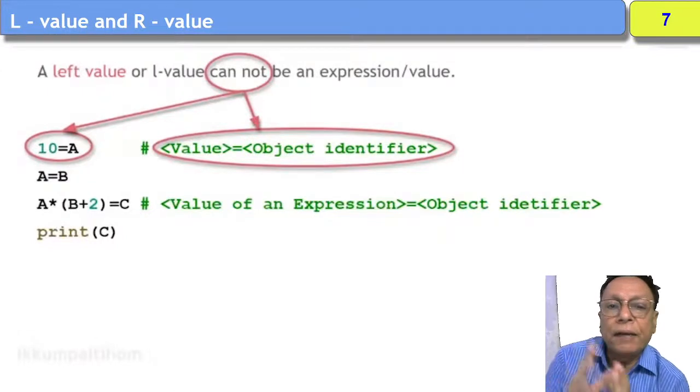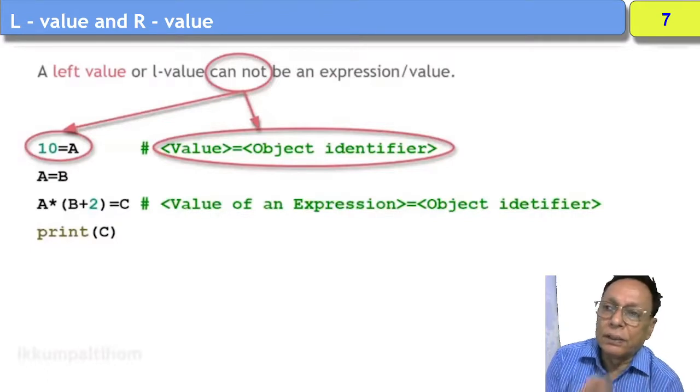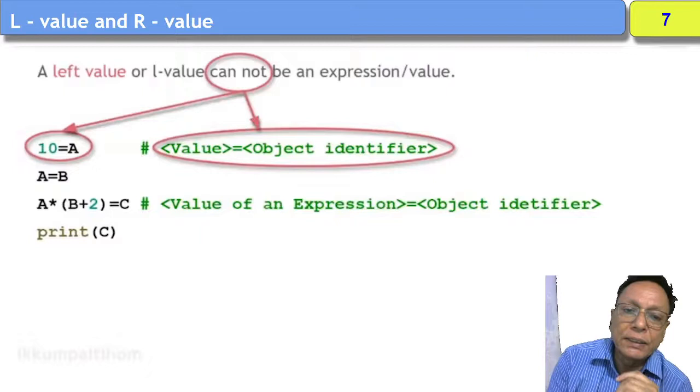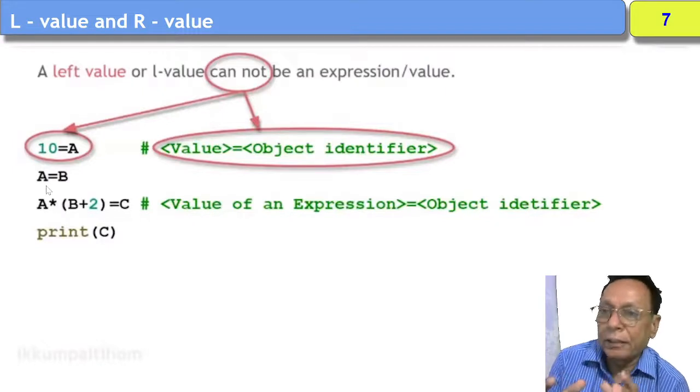So over here, a left value or L value cannot be an expression or a value, as I have told you, the left side should be an identifier and it cannot be a literal or an expression. So 10 is equal to A is an error. A is equal to B is not an error because B is an identifier. So this is the R value, and an R value could be an identifier also.